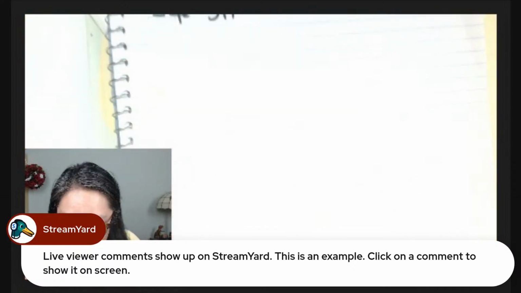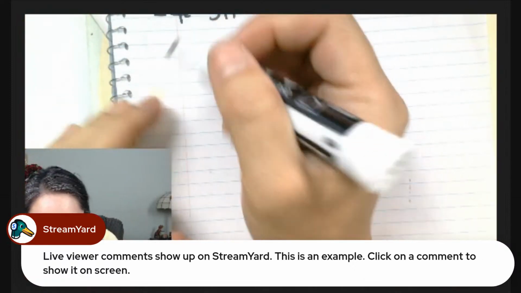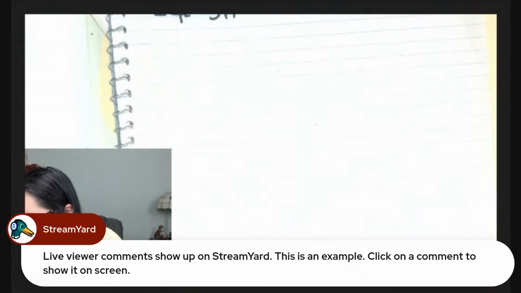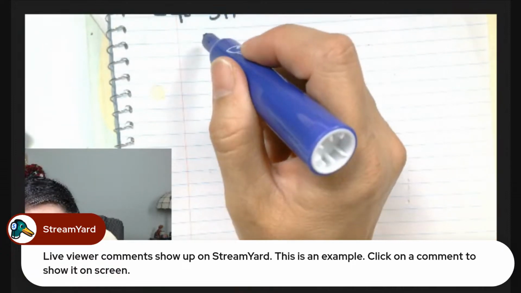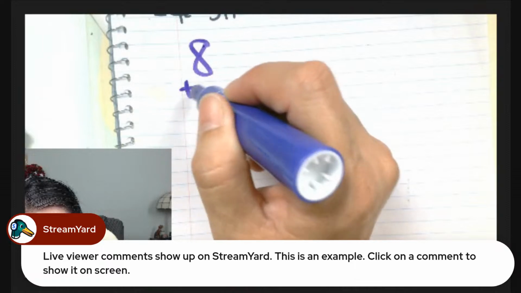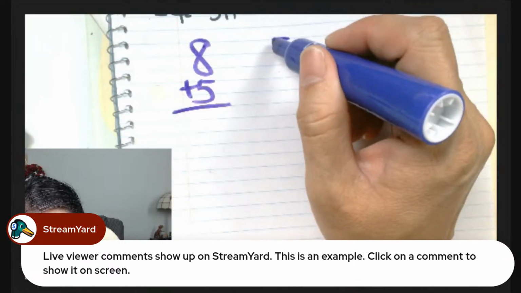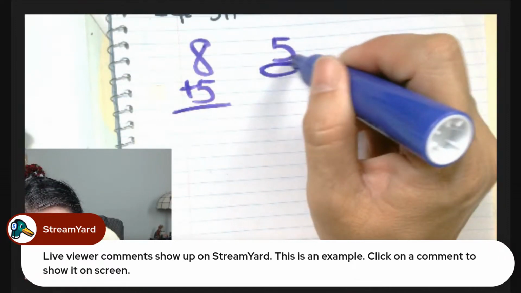So the first thing we're going to do is we know this one. Oh, no, I'm not going to use that. There was a question from one of my parents: I want my child to know 8 plus 5 and 5 plus 8. Isn't that the same? I'm like, no, that's not the same.